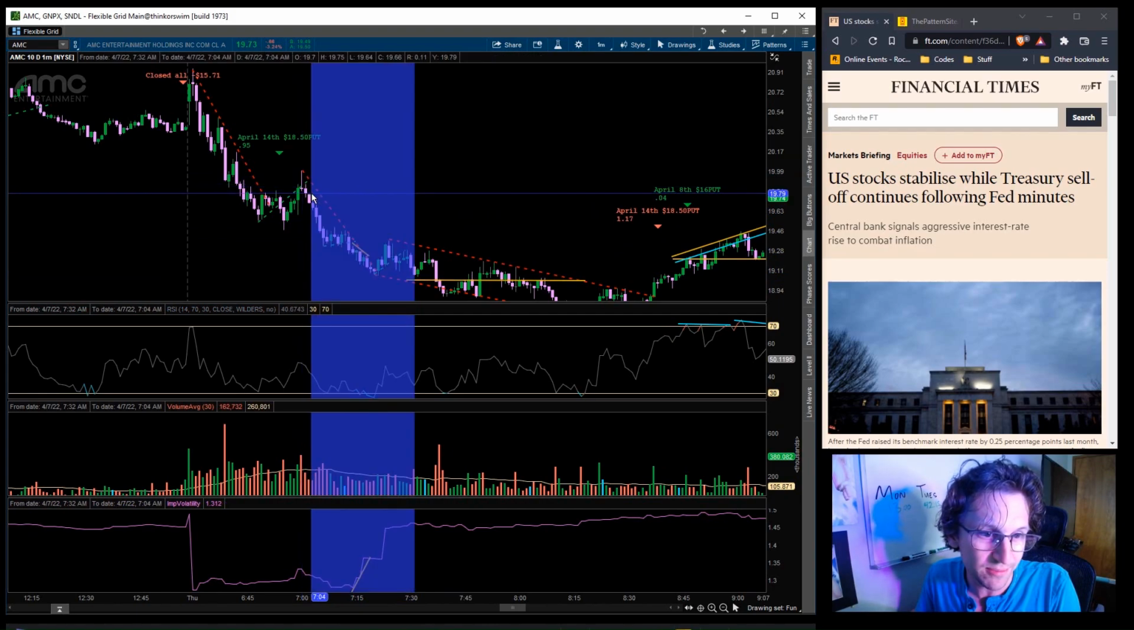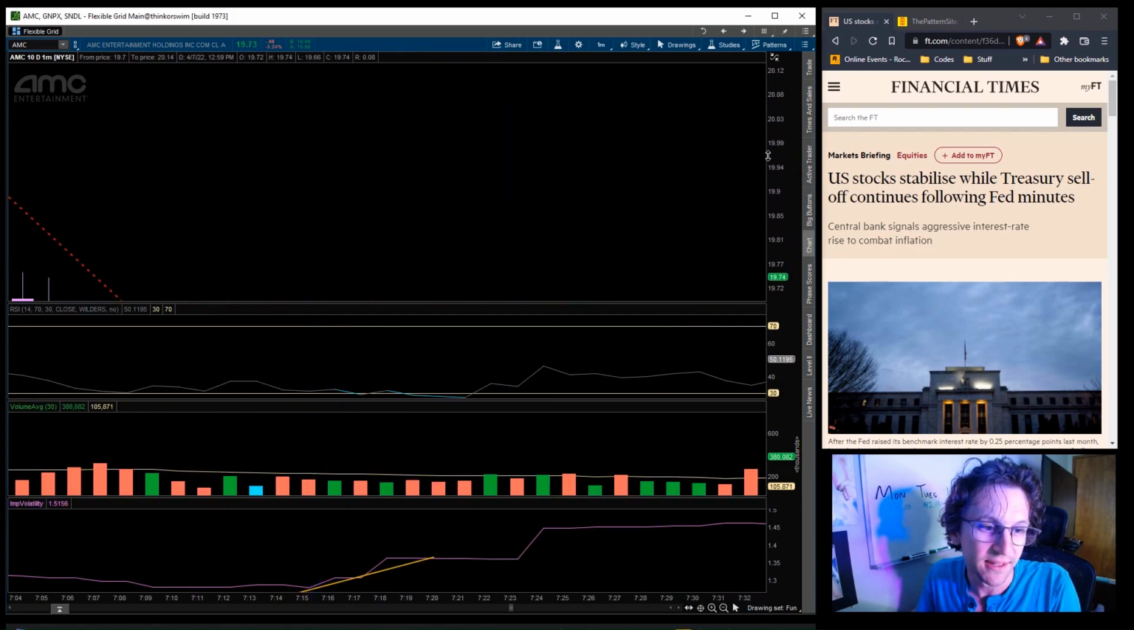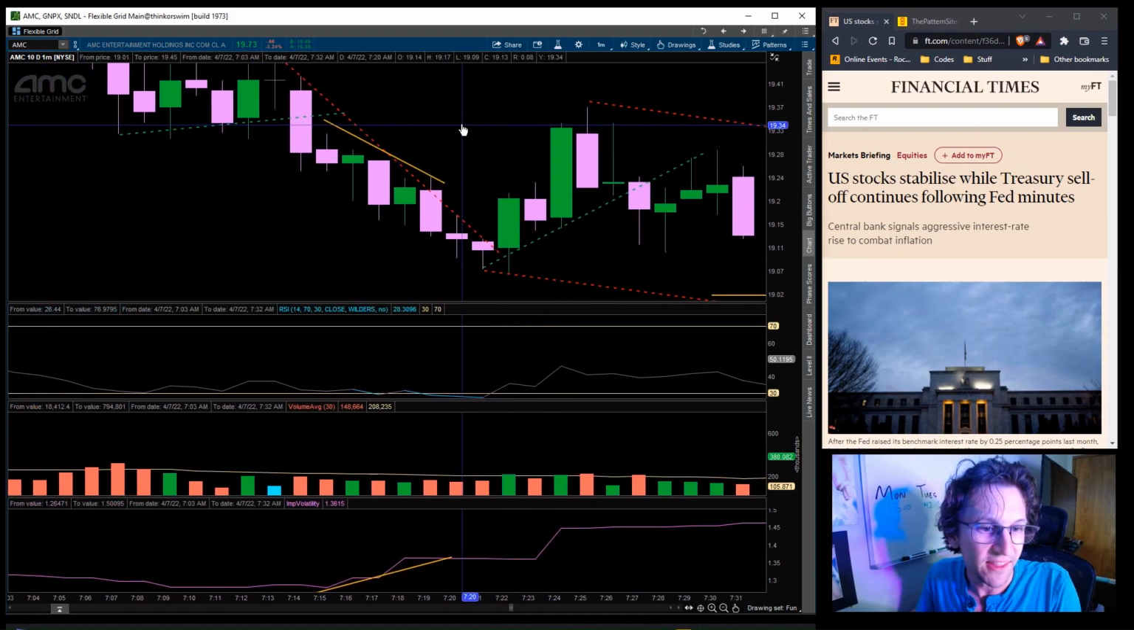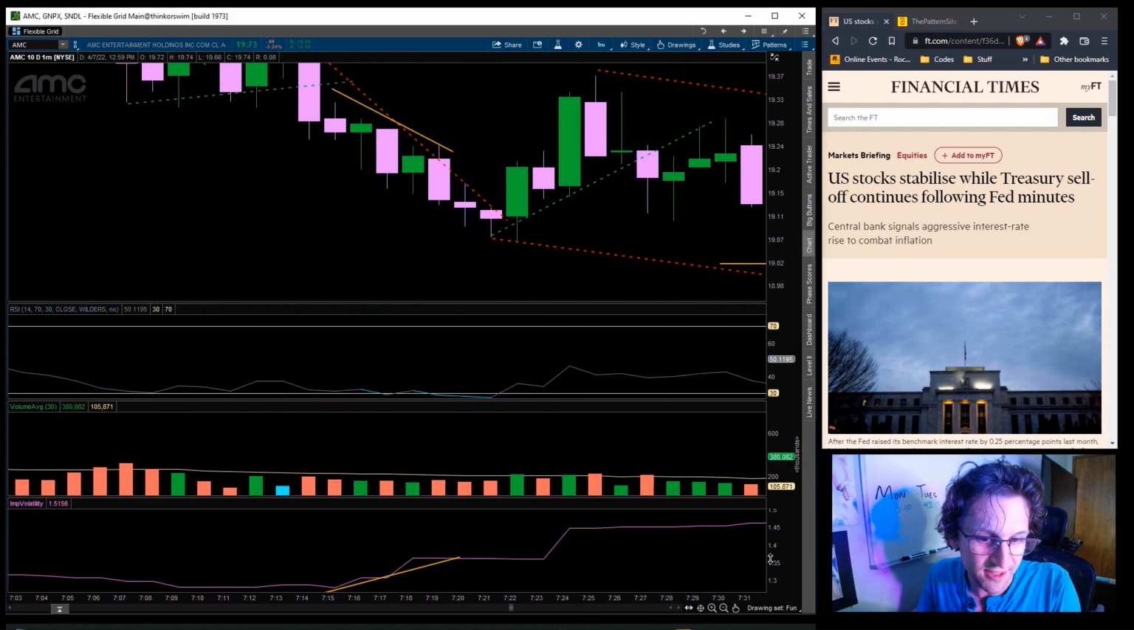I love entering a position and then going green right away. I hate holding red. Holding red's stressful, and then I have to think about it while I'm holding it, and I just don't like it.